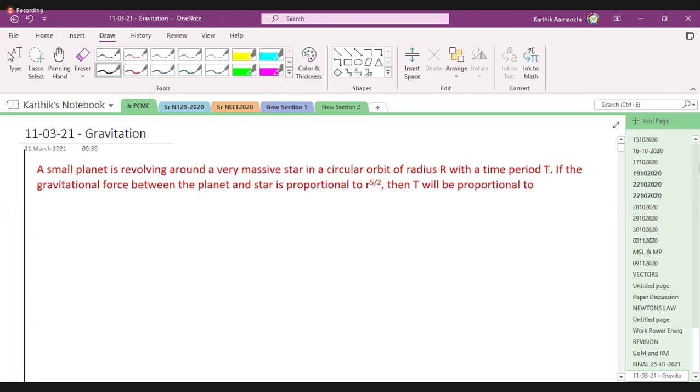So the gravitational force, if the gravitational force is proportional to r power 5 by 2, then I will say mv squared by r is also proportional to r power 5 by 2. Yes, sir. Right? So I am removing this proportionality. So it will become mv squared by r is equal to some constant into r power 5 by 2. So from this, get me your v.